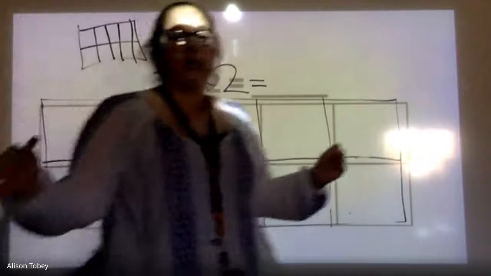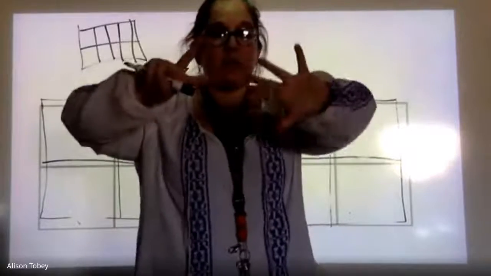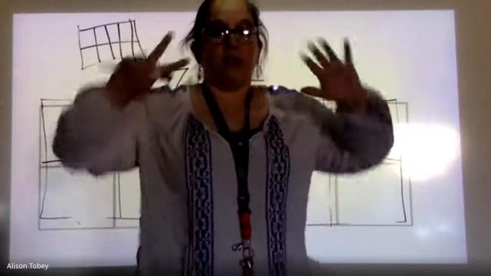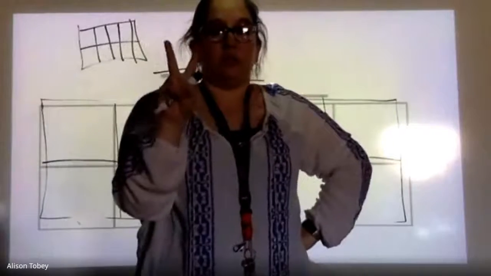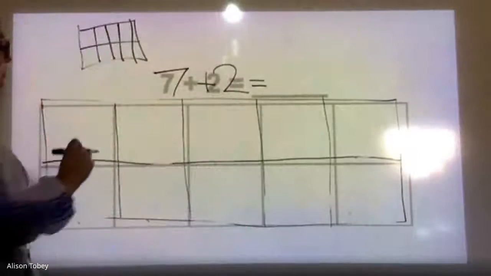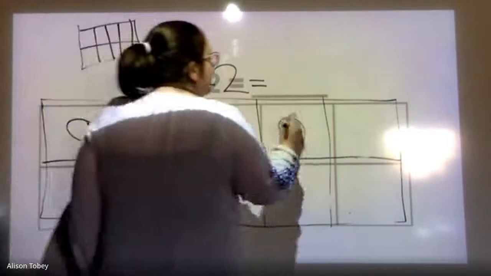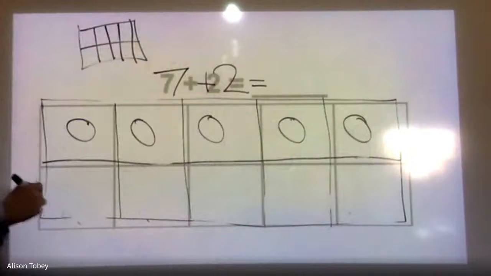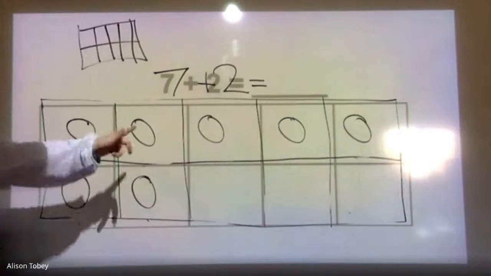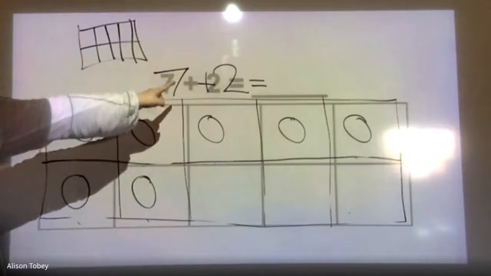Show me with your fingers what's bigger, 7 or 2? What's bigger? 7. We're going to draw 7 circles. Seven circles. 1, 2, 3, 4, 5, 6, 7. So we did 7 circles.